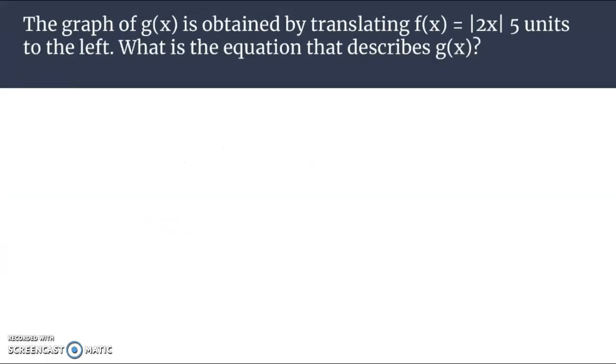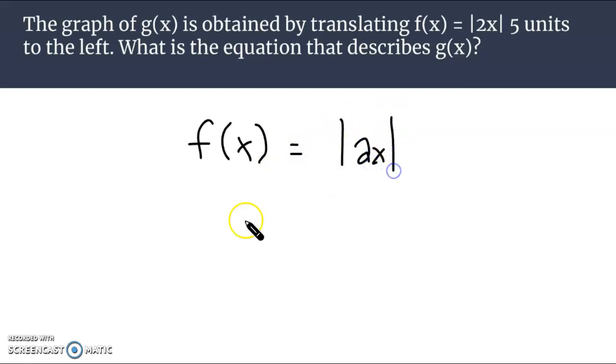Alright, one more here. The graph of g of x is obtained by translating f of x equals absolute value of 2x 5 units to the left. What's the equation that describes this? A little bit tricky, given that the translation is horizontal, and so it's going to involve a movement of h units, as we talked about at the beginning. Here's the original function, absolute value of 2x.